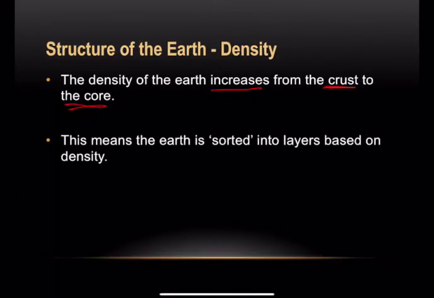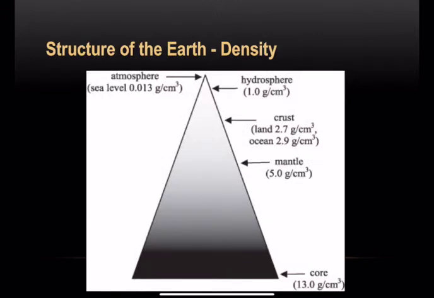This means that the Earth is sorted into layers based on density. The density is controlling where those layers are. Let's see this one more time here, where the core is very high density, then the mantle, and then the crust. And then above that, we've got the hydrosphere, right? Oceans are 1, and then the atmosphere. Our air is less dense than water. Water is less dense than rock. And then the Earth's crust, rock, is less dense than the mantle. And the mantle is less dense than the inside of the Earth, the core.